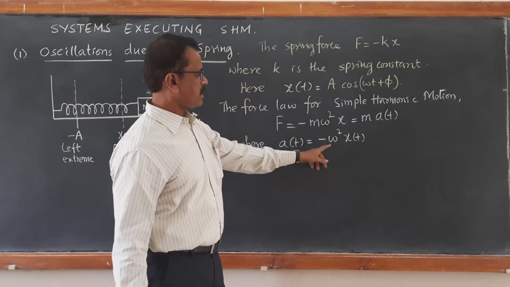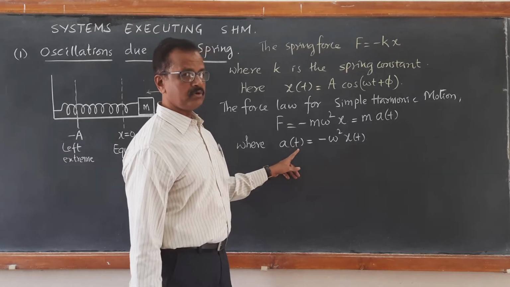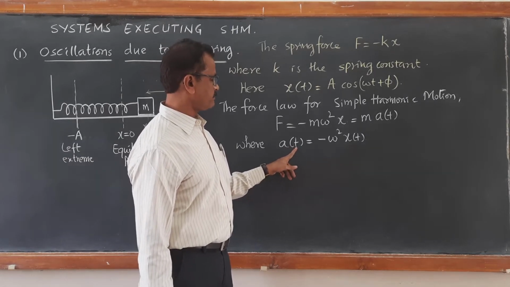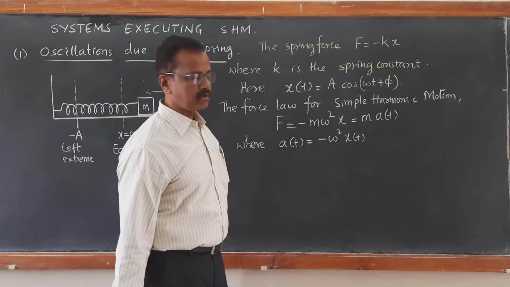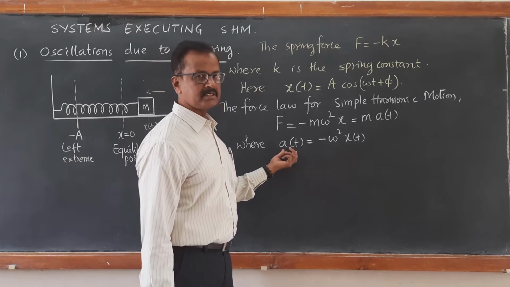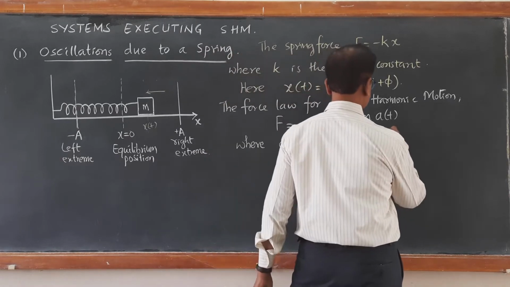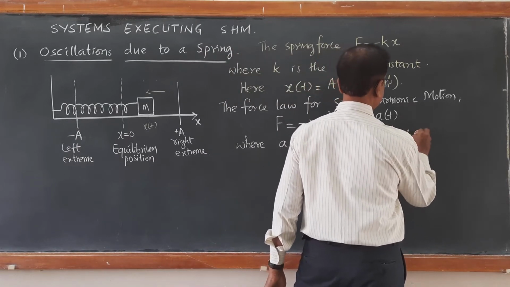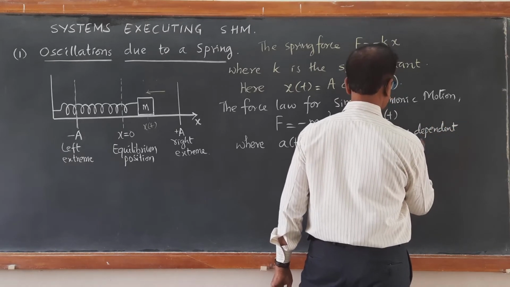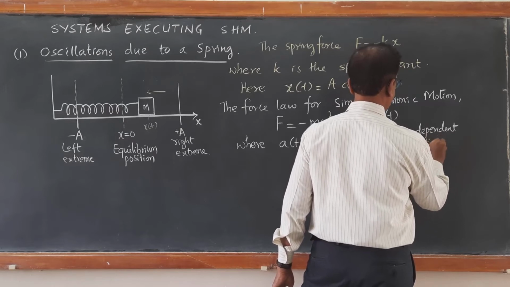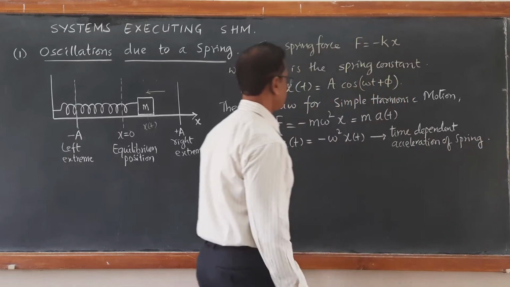Both are time dependent. Displacement is a time dependent periodic function, and acceleration is also periodic in time t, undergoing simple harmonic motion. So acceleration also represents SHM, and displacement also represents SHM. This is the time dependent acceleration of the oscillating spring.